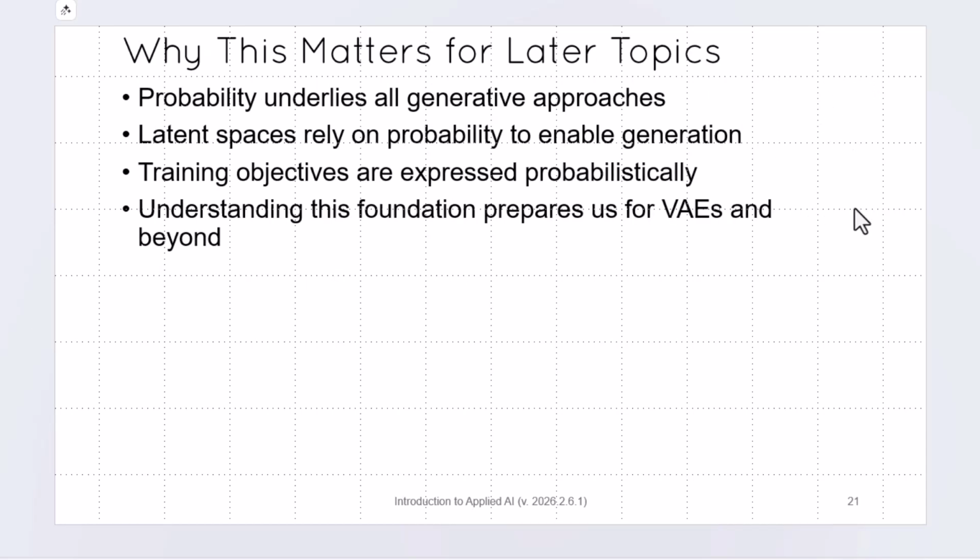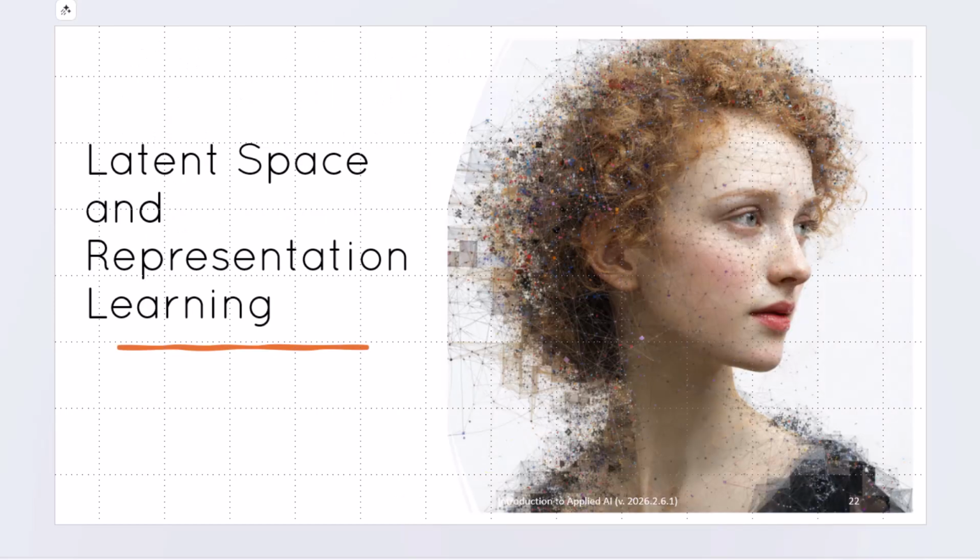So why does this matter for later topics? Well, probability underlies all generative approaches. Latent spaces rely on probability to enable generation. Training objectives are expressed probabilistically, and understanding this foundation prepares us for variational autoencoders and beyond.